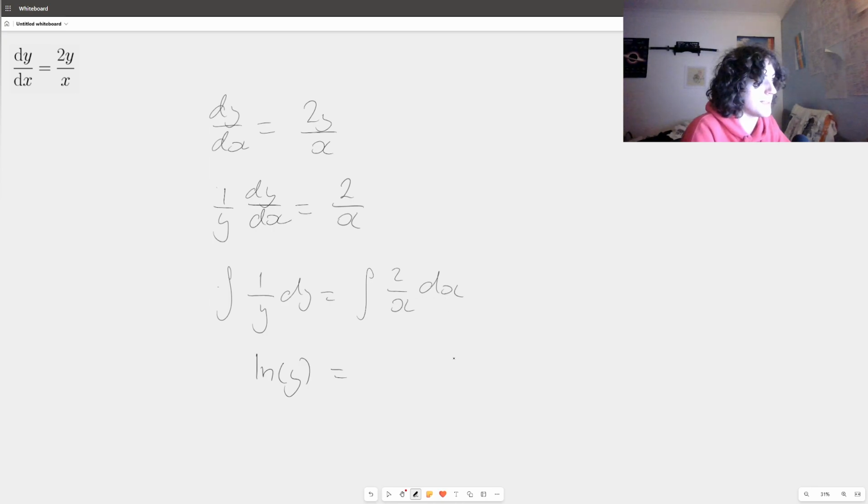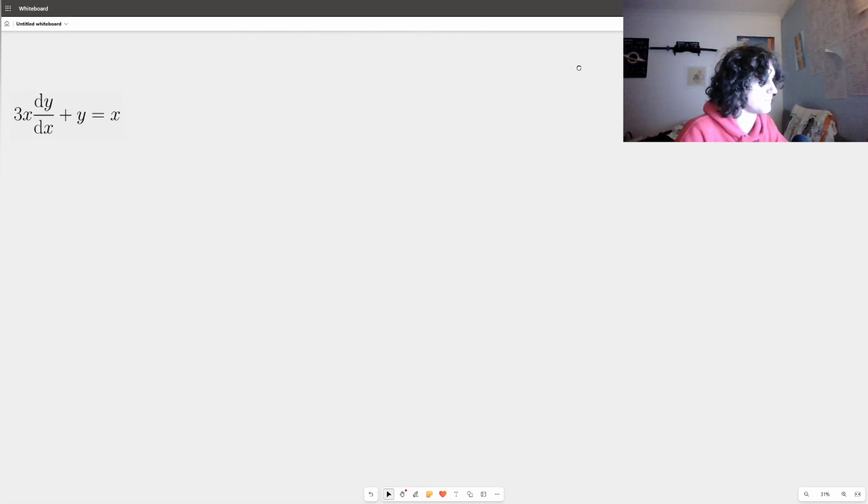The integral of 2 over x dx, well, what's the derivative of x? It's 1. We want 2 of those, so this is going to be 2 ln x. And then we need to add our constant on as well. And so far, that is the general solution for this differential equation. So let's move on to a harder example.